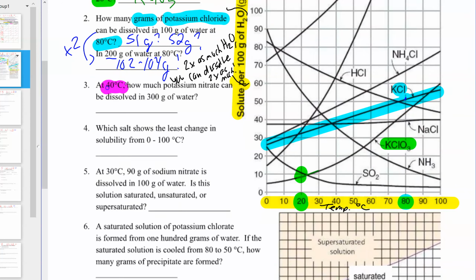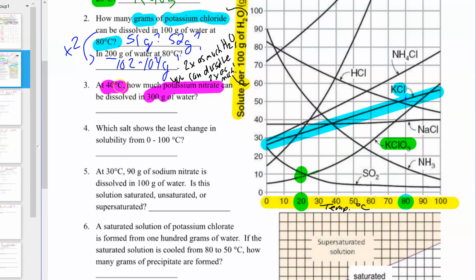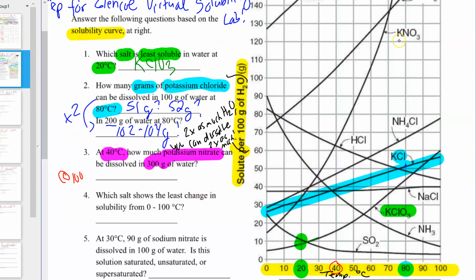At 40 degrees Celsius, how much potassium nitrate can be dissolved in 300? So we've got a couple tricky things here. What we're going to do first is, let's get it at 100. That's what my graph says. So at 40 degrees, 40 degrees is right here. They want to know potassium nitrate, KNO3. Now, potassium nitrate's up here. So here's my potassium nitrate line.